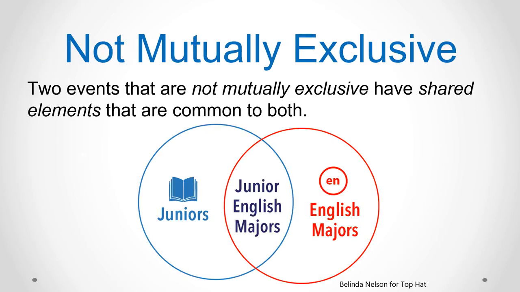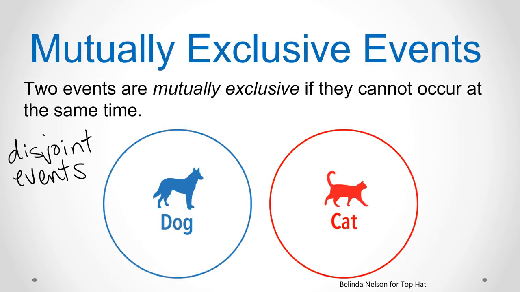It is often helpful to draw pictures of events. These pictures, called Venn diagrams, represent events as circles. Each circle represents an event. Here you can see that we have two mutually exclusive events, A and B. In this example, one pet cannot be both a dog and a cat at the same time.